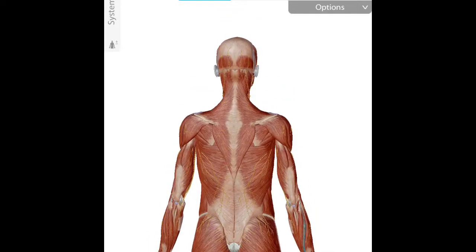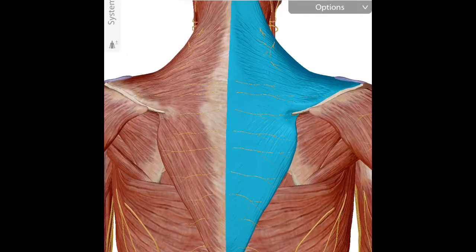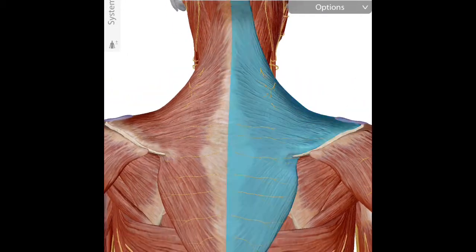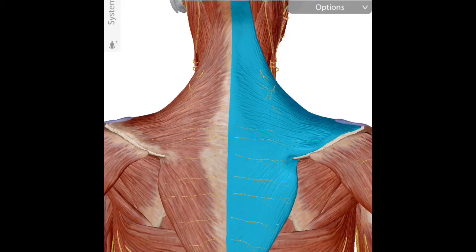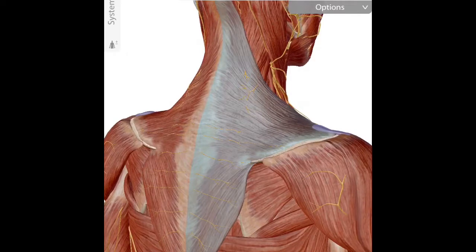Muscular imbalances in the trapezius muscle, and for the sake of this video, we're just going to be talking about the mid and lower portion of the trapezius, can cause any number of issues: headaches, neck pain, imbalances in the shoulders. And so releasing these areas and getting the tissue moving freely is very important.